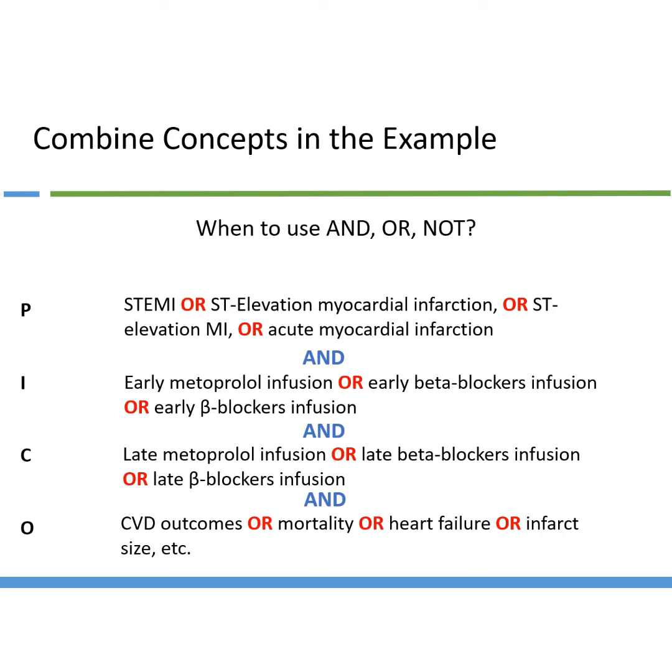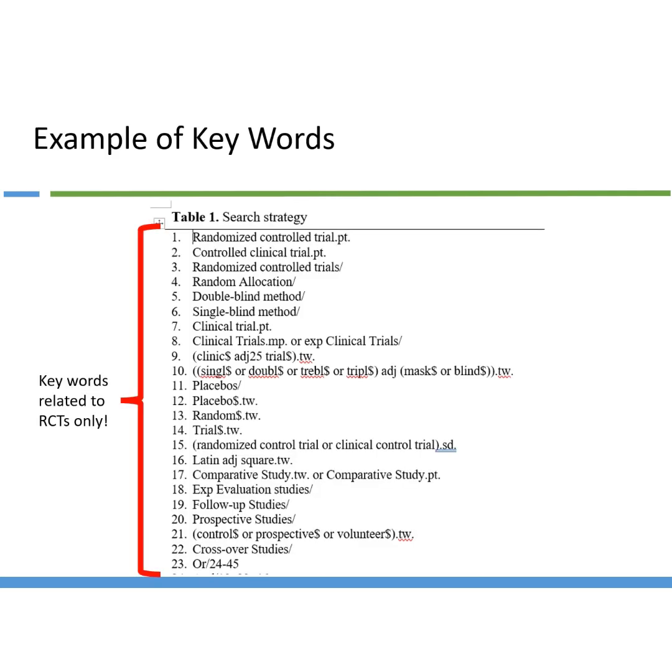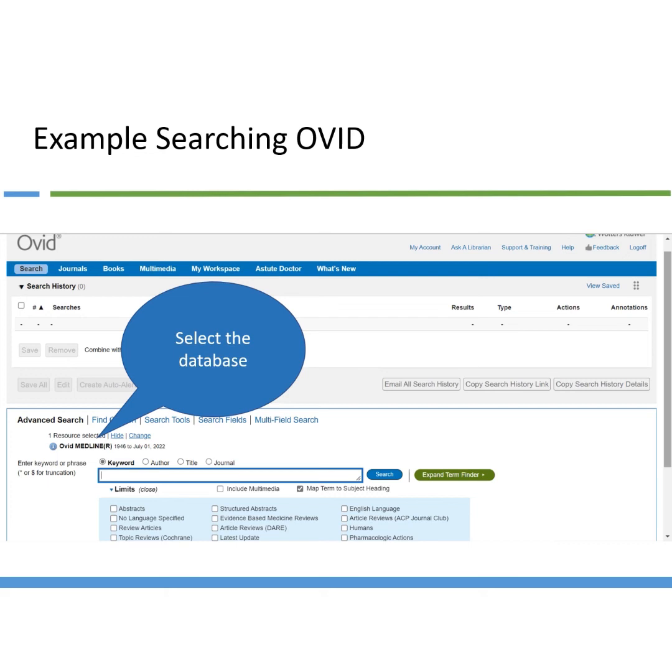This is an example of keywords for RCTs only, keywords related to randomized controlled trials. These are 22 keywords related to randomized controlled trials only. I searched OVID Medline, and I just took a screenshot of some of my view here so you can see what I've done.